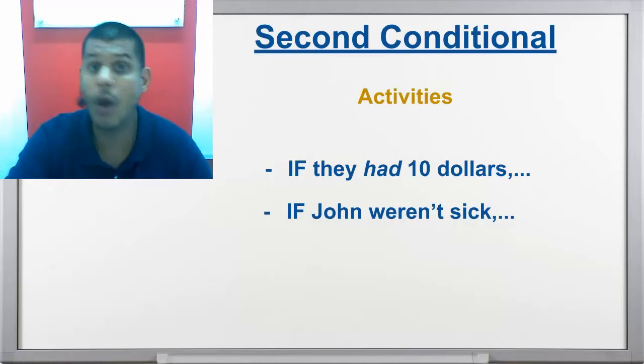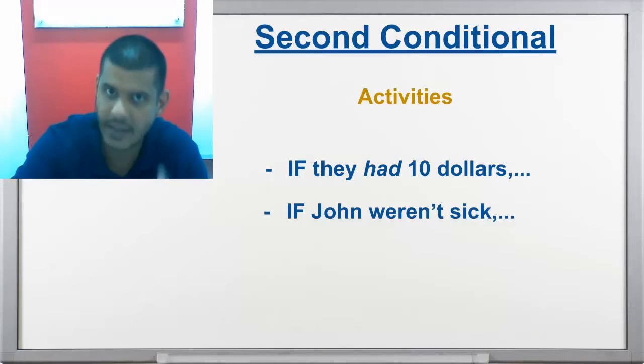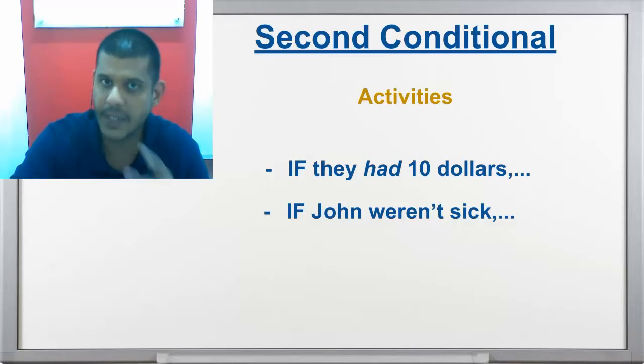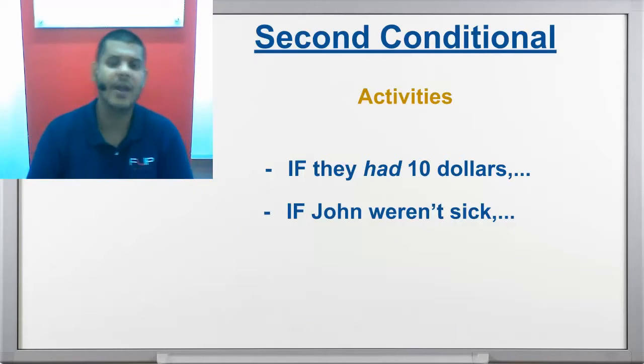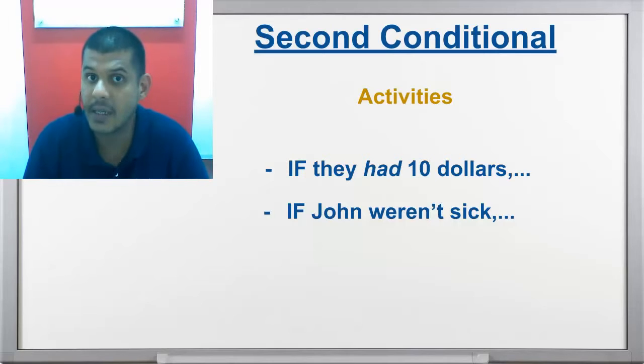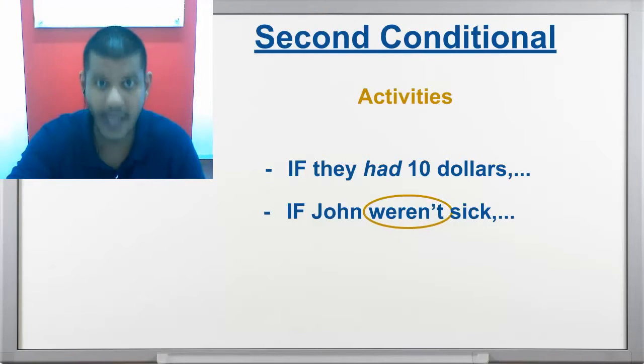If John weren't sick, attention to the use of the verb be in the past, yeah? John is he, but the conjugation of the verb be for if clauses is always were, okay? Except, as I said before, for informal conversation. So we have there, if John weren't sick, then what? How can you complete this phrase? You can try at home. Remember, weren't, okay? If John weren't sick, okay?